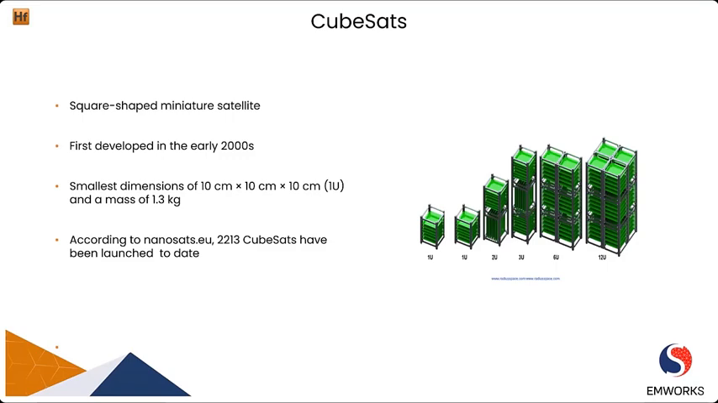Alright. Now let's talk briefly about CubeSats. So what are they? As you can see, CubeSats are simply square-shaped miniature satellites that emerged in the early 2000s, reshaping the landscape of space exploration. With the smallest dimension of 10 cm by 10 cm by 10 cm, or in other words, 1U, and a mass of 1.3 kilograms, these satellites have become important in aerospace endeavors. According to nanosat.eu, almost 2,213 CubeSats have been launched to date. They are available in different sizes ranging from 1U to 12U. CubeSats offer flexibility for diverse missions, making them essential for scientific research, educational initiatives, and technological achievements in space.